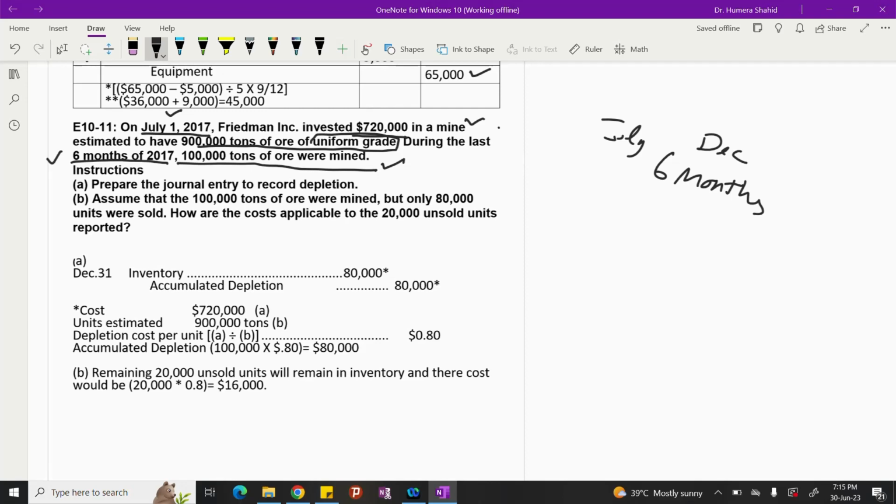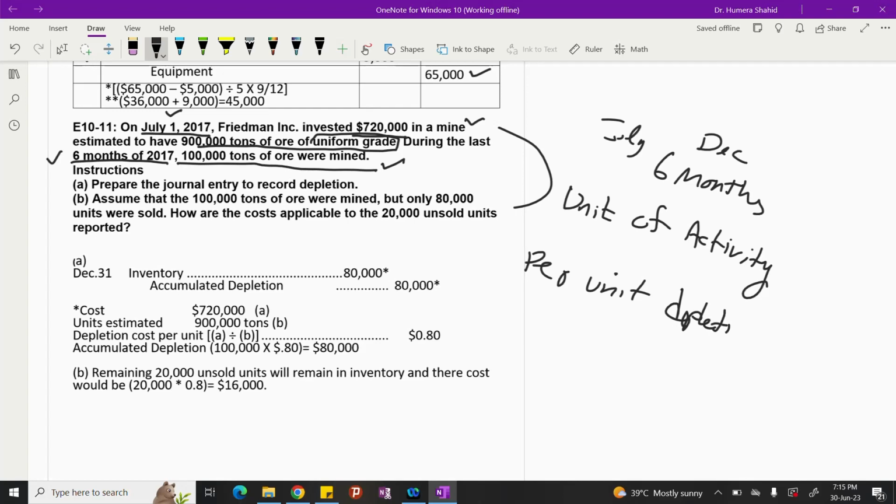For the natural resources we use the unit of activity method. So we need to calculate per unit. What is the concept we use for natural resources? Depletion, right? So let's record it, but let's read the full question first. Part A says to prepare the journal entry to record the depletion. So we have to record the depletion. Let's record it, then we will read part B.